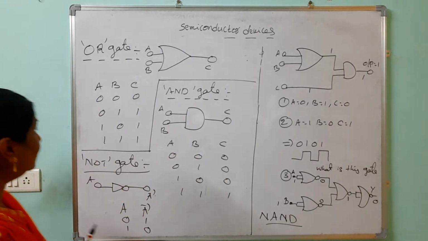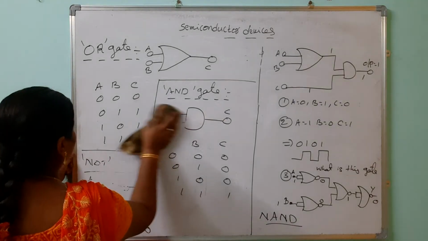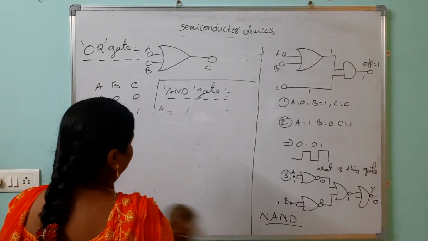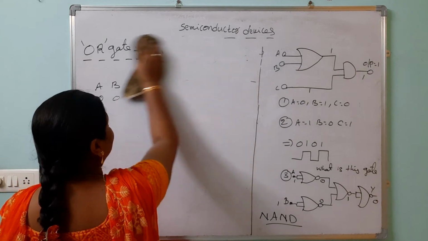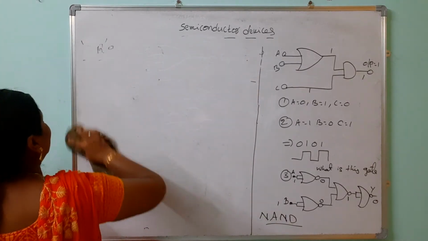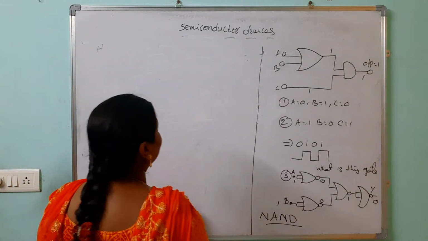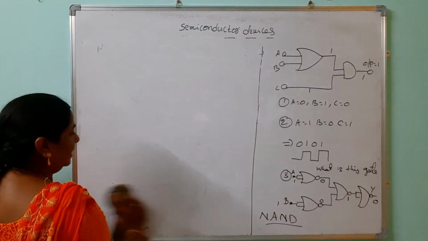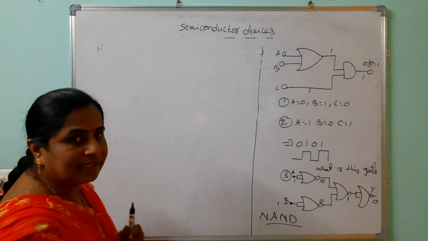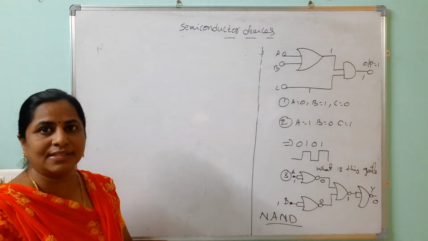Then two more logic gates are there. Those two are called the universal logic gates. Why are those two called universal logic gates? With the help of them we can construct any logic gate: AND gate, OR gate, NOR gate, NAND gate, any logic gate we should consider. That's why those two are called the universal logic gates.